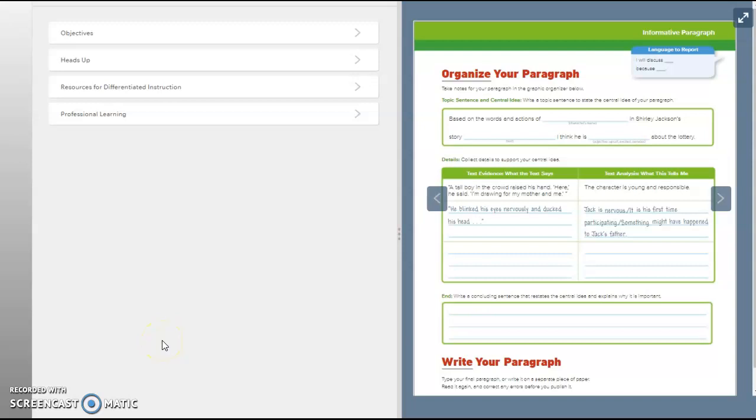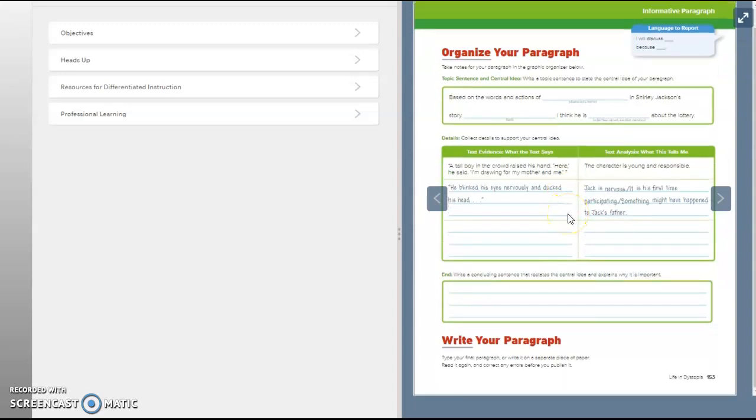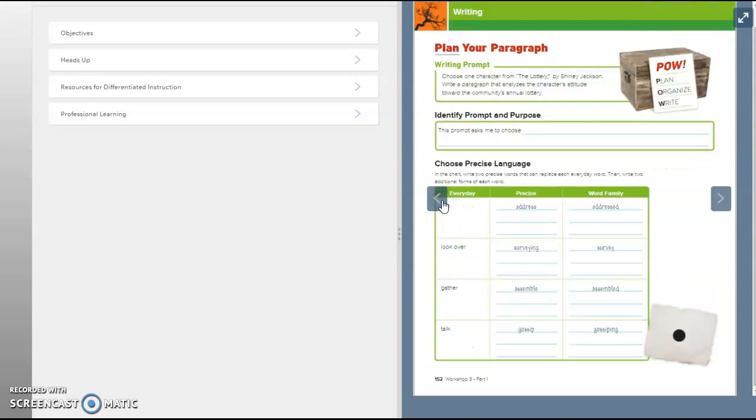This is the lesson for March 10th, 2021, and we are focused on page 153. Okay, so yesterday you guys went through and looked at page 152. You decided, and I had you decide which character you were going to analyze from the story, The Lottery.